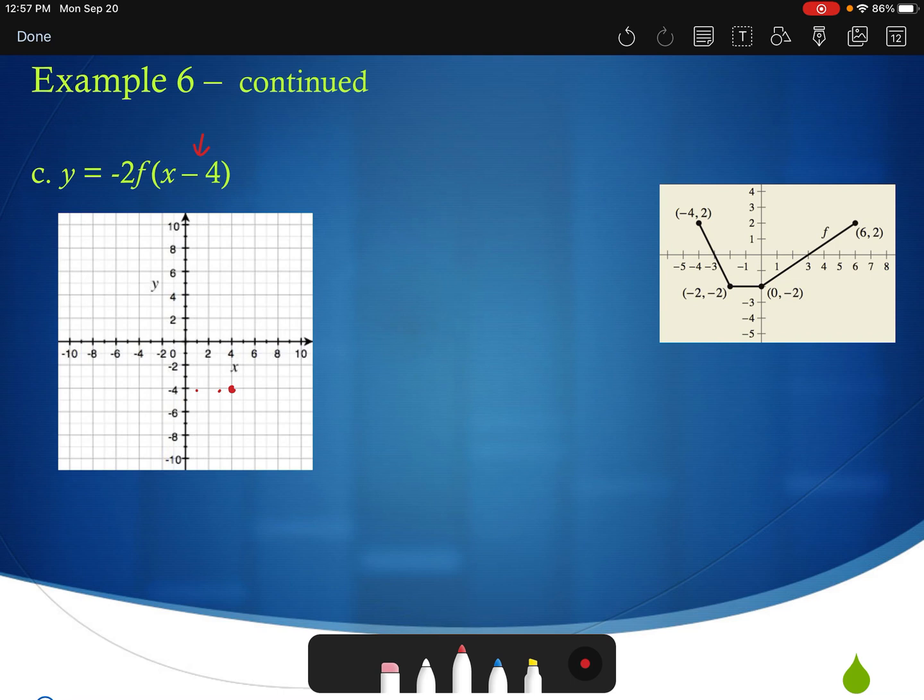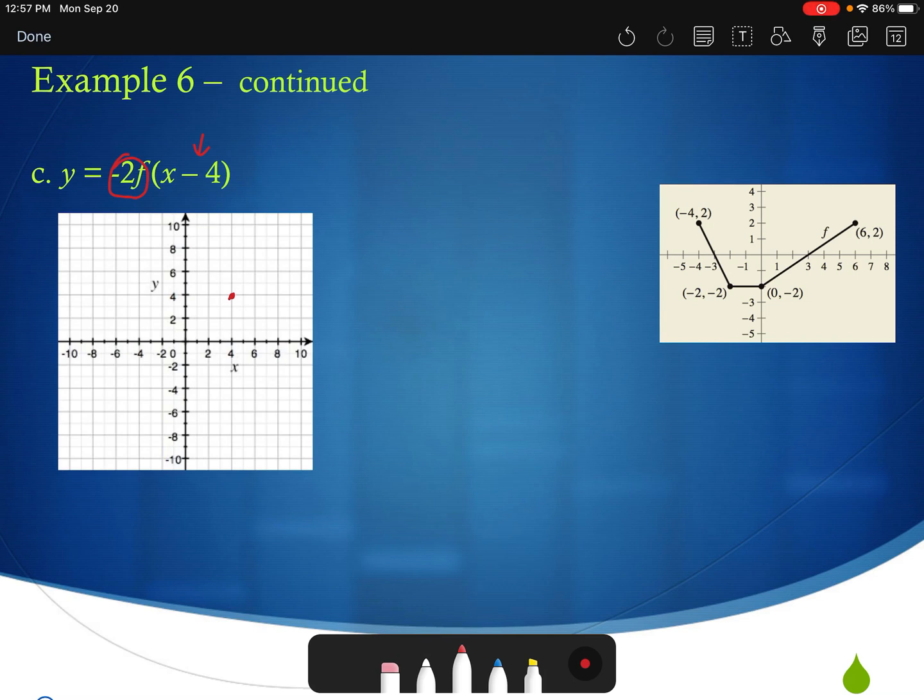And then we're going to vertically stretch it. I don't think we're moving that then, are we? Oh, we're going to flip it, sorry. So it's going to be up here. We have to flip it because of this negative sign. 6, 2, let's see. So it'd be right 4. Then we're going to flip it. So it'd be 10, 2, sorry. And then we're going to double it.